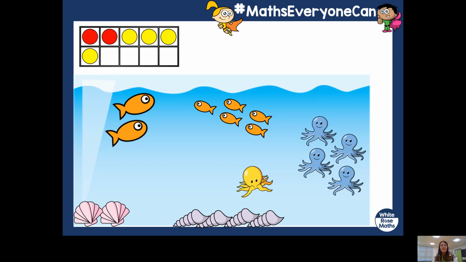So we can see on the tens frame that one whole 5 frame is filled and we've got one more than 5. And we know one more than 5 is 6. So again, our number sentence, 2 red counters plus 4 yellow counters equals 6.